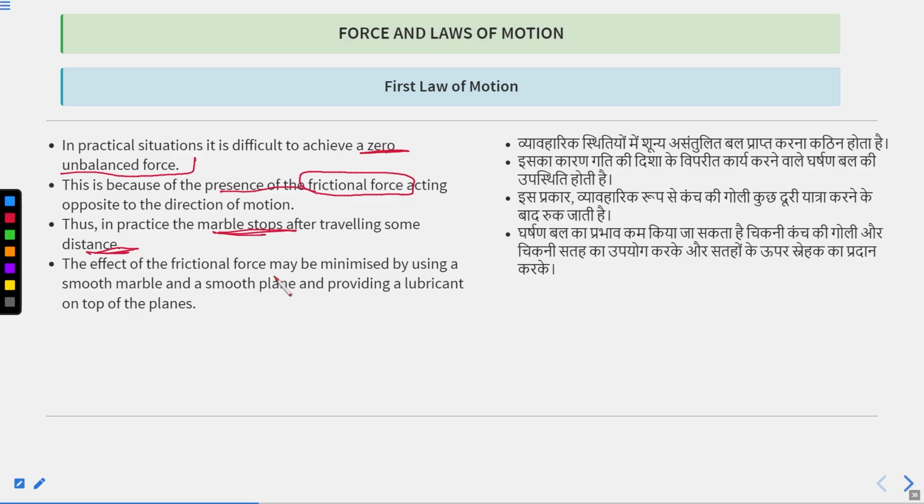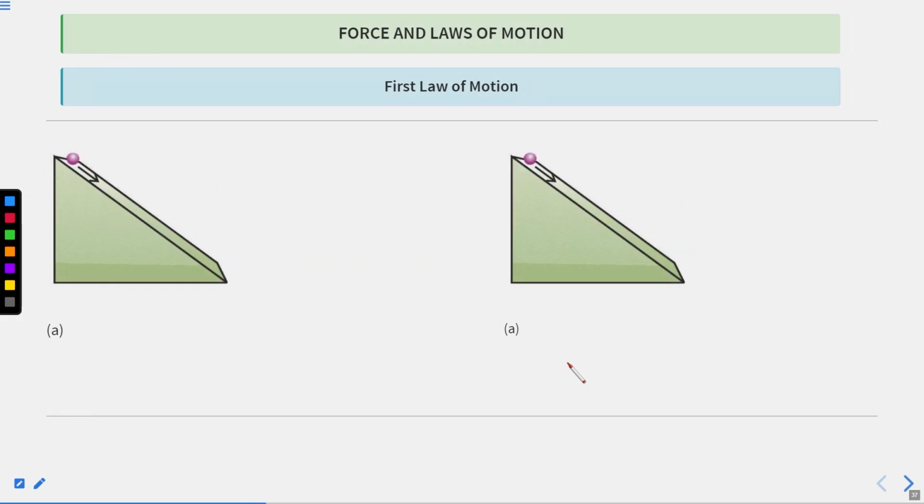The effect of frictional force may be minimized by using a smooth marble, a smooth plane, or by providing a lubricant on the top of the plane. We can try to achieve the zero unbalanced force situation by making the marble smooth, by making the surface smooth, or by applying lubricant on the top of the plane. But in practice it is very difficult to achieve a zero frictional force surface.